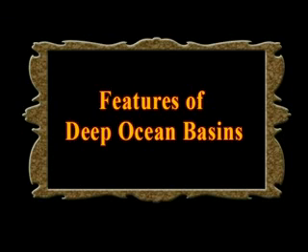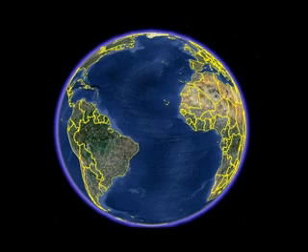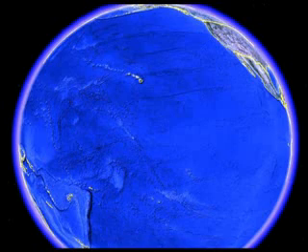Let us see the features of deep ocean basins. The abyssal plains lying at depths of 5000 to 6000 meters are nearly flat plains. This is mainly due to sedimentation. They are found mostly in the Atlantic and are absent in the eastern Indian and most of the Pacific Ocean floors. If there are no plains, then there may be oceanic trenches.